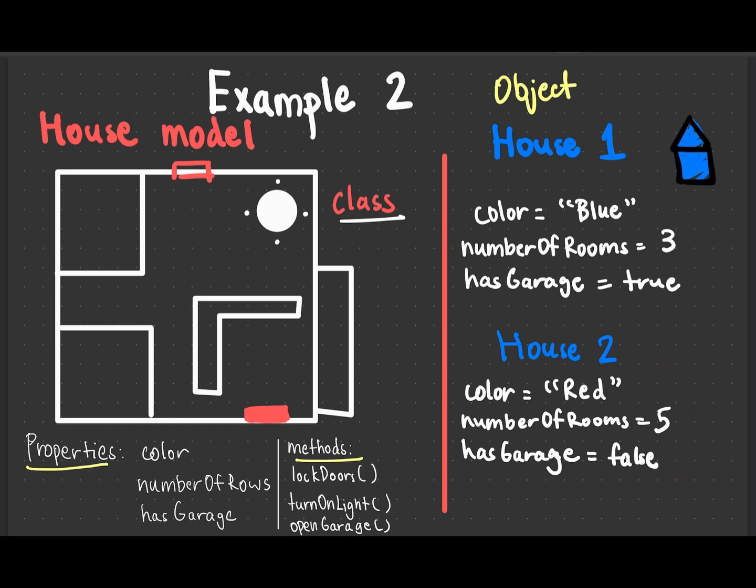Each house is an object of the house class. It follows a structure defined in the class but has its own specific details. So in OOP, the class is like the blueprint and the objects are the actual instances created from it. This makes it easy to create and manage multiple objects with similar properties and behavior.